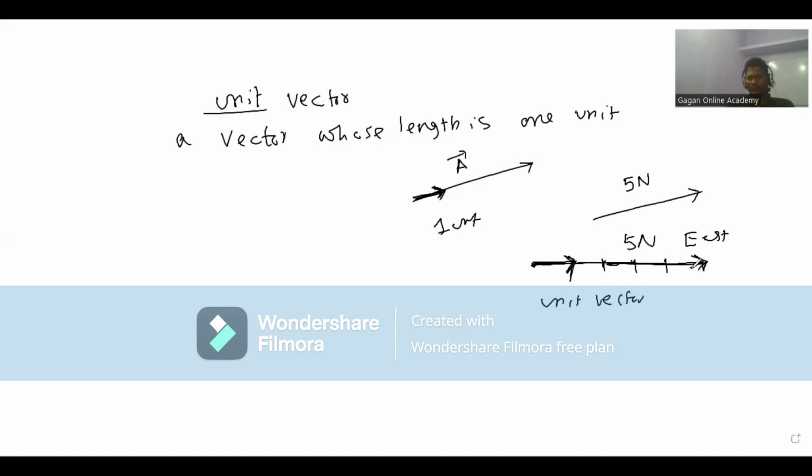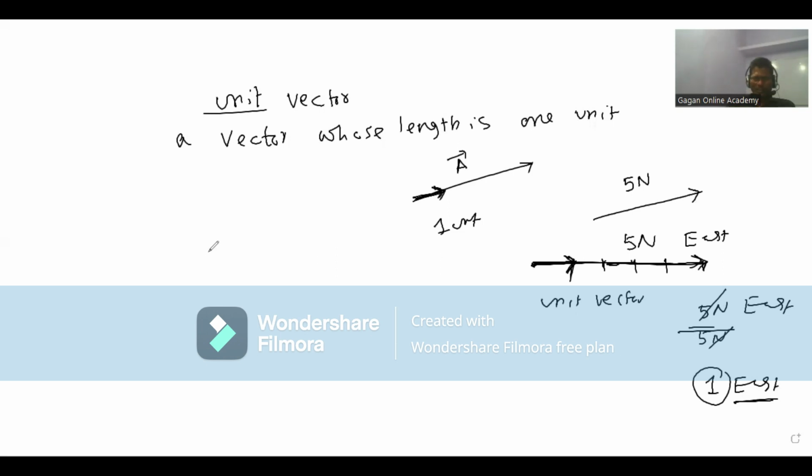In the direction of this vector, I am taking a small vector whose length is 1 unit, because by dividing 5 Newton east by 5, the 5 Newton gets cancelled. I am left with 1 east. 1 means here 1 unit in the direction of east. So I am getting only the direction from the unit vector.